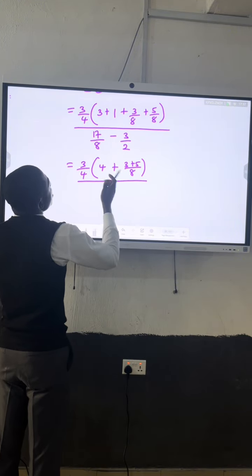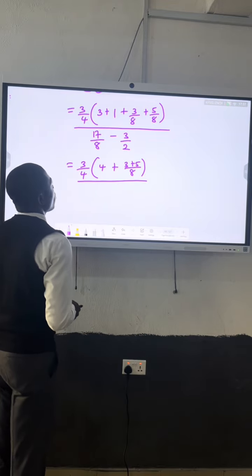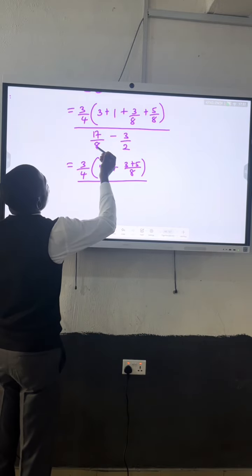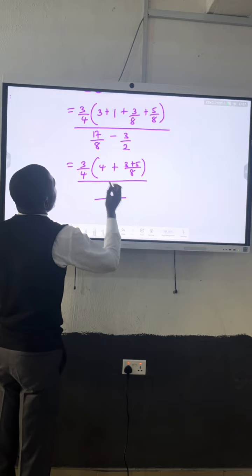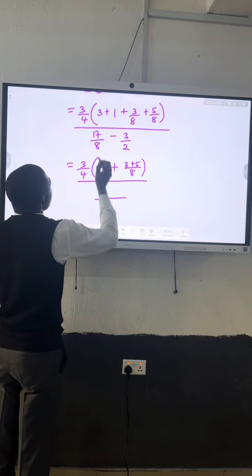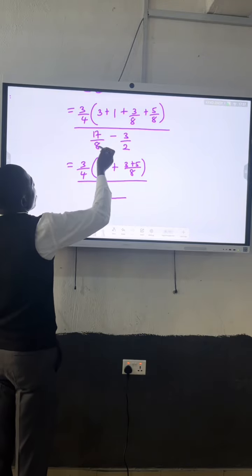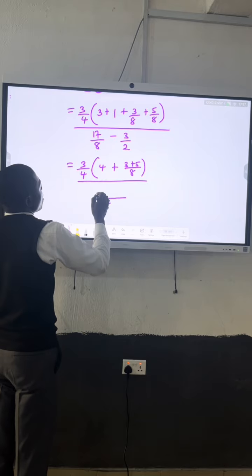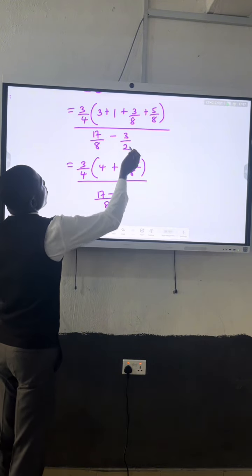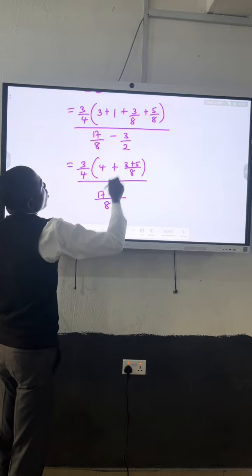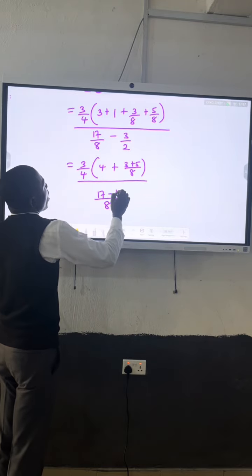Now, at the denominator, for the two fractions under, we look for the LCM of 8 and 2. So you draw a dividing line. The LCM of 8 and 2 is 8. You're going to have 8. So this 8 divided by 8 is 1. Multiplied by 17, you have 17. Place your minus sign. Now 8 divided by the next denominator, which is 2. 8 divided by 2, you're going to get 4. 4 multiplied by 3, you get 12.